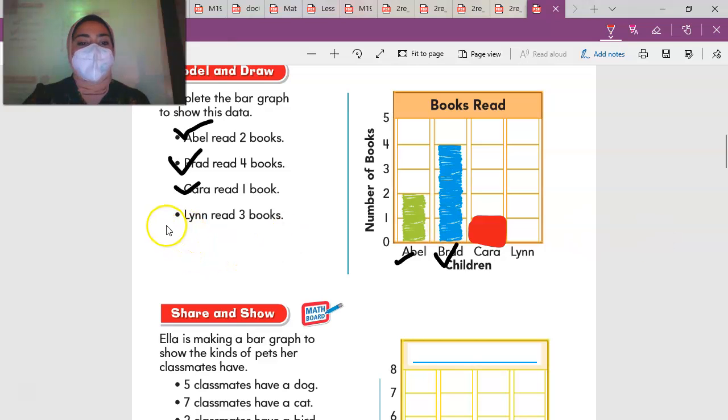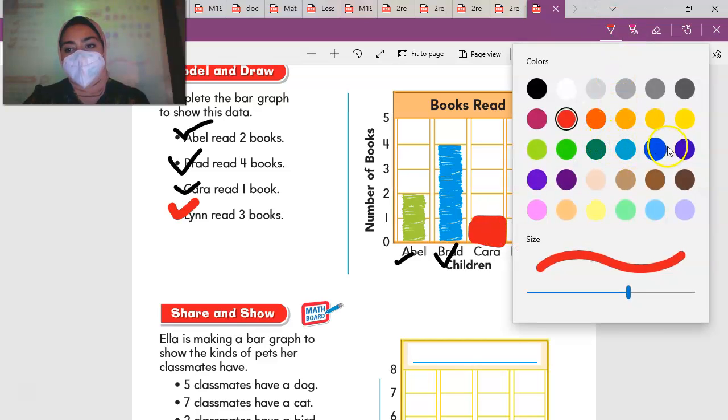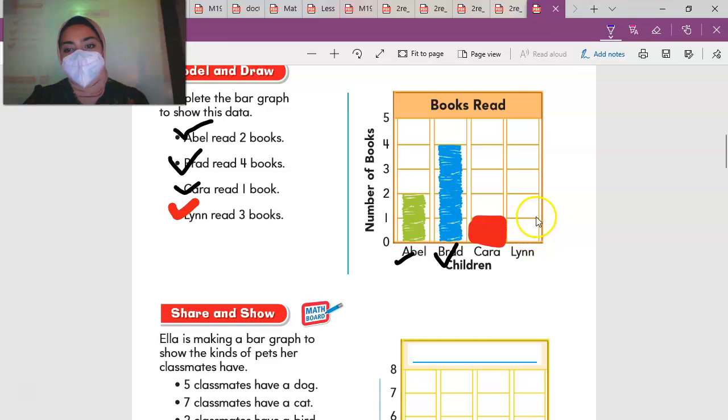All right, Lynn read how many books? 3. So now I'm going to color in how many for Lynn? 3. Easy, schmeezy, lemon, squeezy. So I'm going to color in 3 for Lynn.